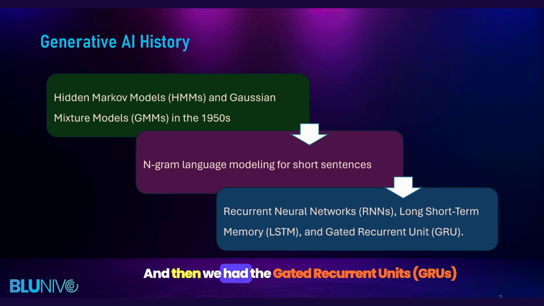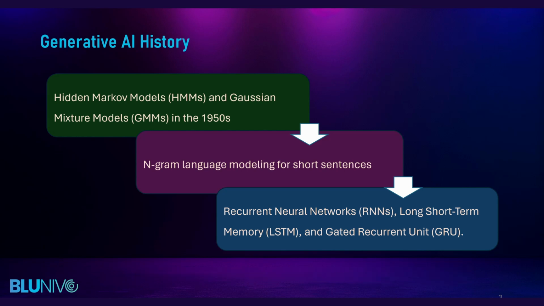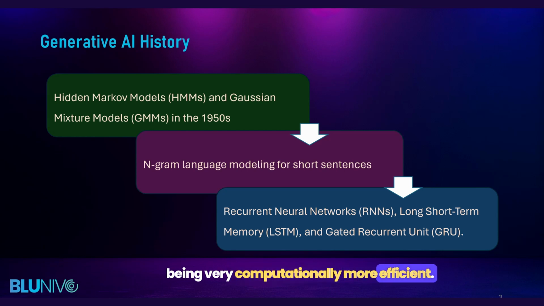And then we had the gated recurrent units, which were introduced in the early 2000s. The effort here was more on optimizing the process by simplifying the internal structure of LSTM. Researchers started focusing more on this, and GRUs performed very well while being computationally more efficient, and perhaps this was the reason behind them being utilized more often in AI applications.